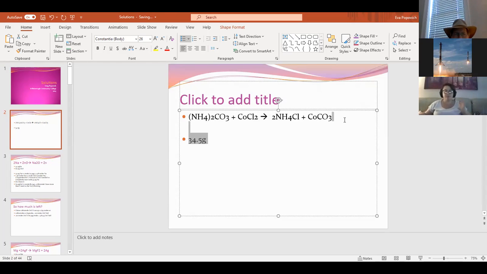I got 34.5 grams of NH4 CO3. Okay. How much NH4 Cl do I make?